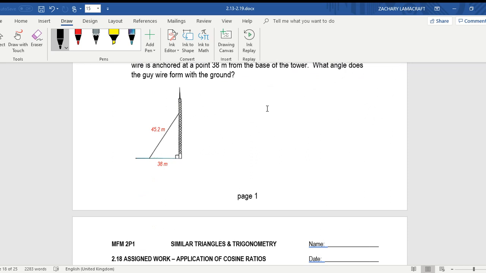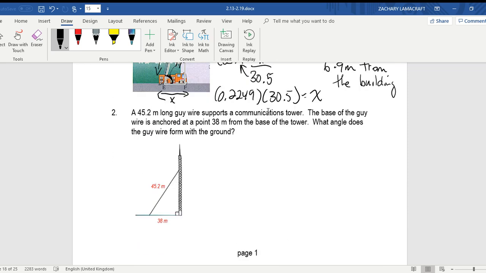Okay, so our next question we're going to deal with says a 45.2 meter long guy wire. So that's just a wire, guys, that attaches to like a telephone pole or a hydro tower. So a long guy wire supports a communications tower. The base of the guy wire is anchored at a point 38 meters from the base of the tower. What angle does the guy wire form with the ground?